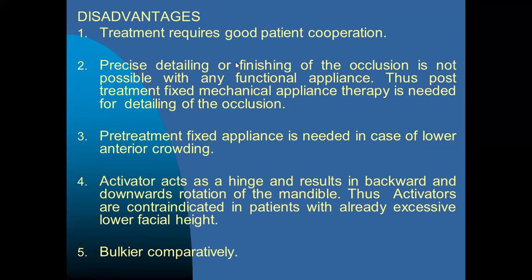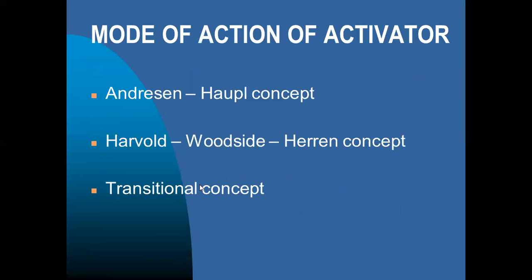Furthermore, precise detailing or finishing of the occlusion is not possible with any functional appliance. So later on, we need a fixed appliance treatment for correction of the dental problems. Pre-treatment fixed appliance is needed in case of lower anterior crowding. The Activator acts as a hinge and results in a backward and downward rotation of the jaw. Thus, it is contraindicated in patients with excessive lower anterior facial height. Moreover, the appliance is very bulky since it is a single component.